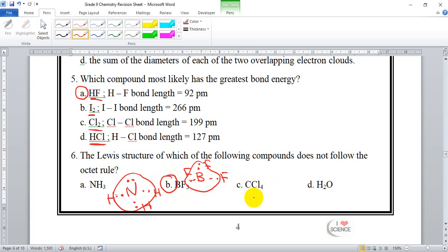Here C has 4 electrons and will share with 4 Cl, so the number of electrons is 8. Here O has 6 electrons and will share with 2 atoms of hydrogen, so now 8. So BF3 doesn't follow the octet rule of 8 electrons.